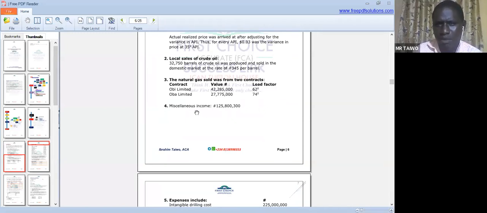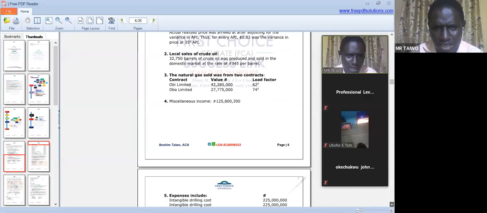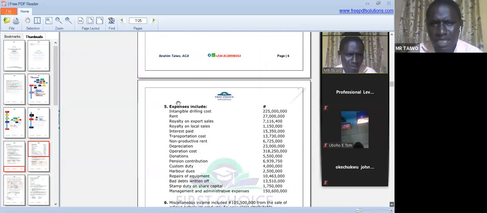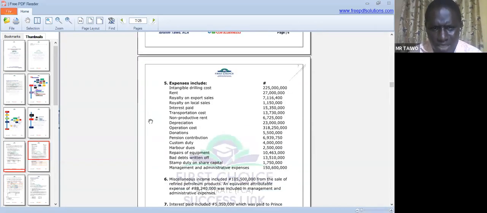Now they say that there is a miscellaneous income of 125,800,300. That's other income. Are you listening to me now? Let's look at the expenses now. Look at their expenses: intangible drilling costs, rent, royalty, interest, transport, non-productive rent, depreciation, operating costs, donations, pension contribution, and so on and so forth.